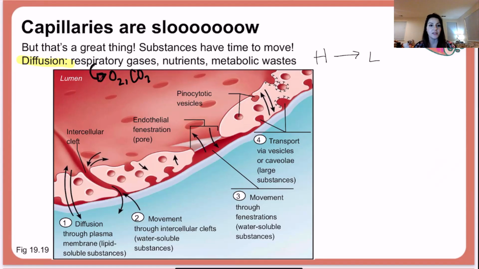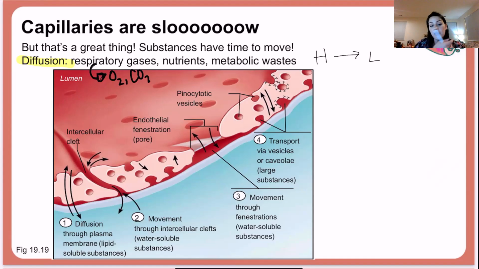Nutrients, metabolic waste, all of this stuff can go by diffusion, and there's a couple of different flavors of diffusion that we've talked about before. So if something is going from a high concentration to a low concentration, that would travel across the membrane in whatever way, or across that capillary wall, okay?